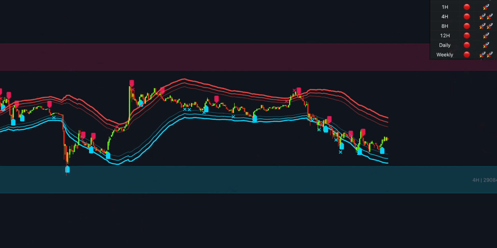Traders, I hope the strategy's rules are clear. I tried my best to explain these complex conditions in the simplest way possible. Now you're equipped with the knowledge to go out there and crush it like a pro.